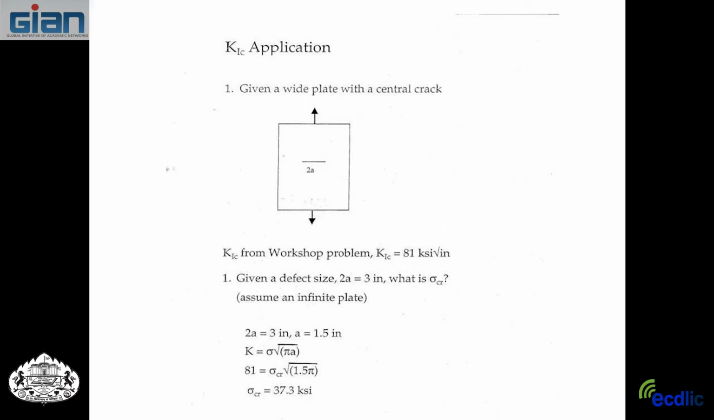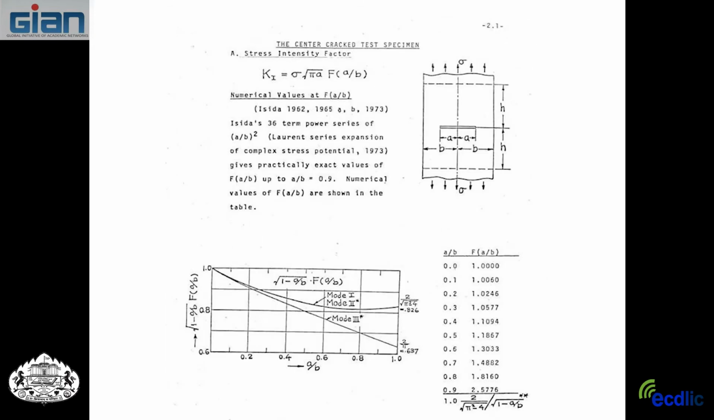Now here is the center crack specimen calibration. Infinite plate is a mechanics way of saying that a over b, the crack to width ratio, goes towards 0. When that goes towards 0, the capital F here is 1. And we do a lot of calculations with that being 1 because it just is convenient. So then sigma square root of pi a, capital F is 1. You don't usually write a 1 here. So you can set up the calculation like this.